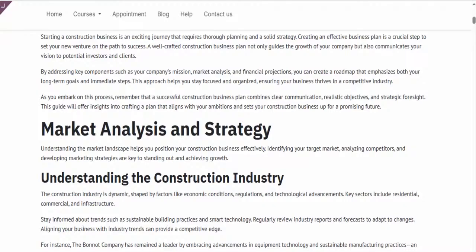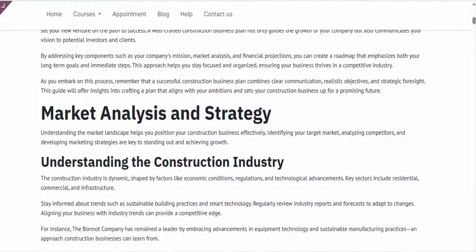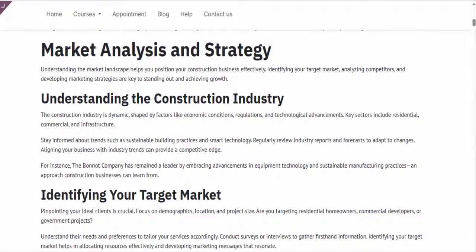As you embark on this process, remember that a successful construction business plan combines clear communication, realistic objectives, and strategic foresight. This guide will offer insights into crafting a plan that aligns with your ambitions and sets your construction business up for a promising future. Market analysis and strategy. Understanding the market landscape helps you position your construction business effectively. Identifying your target market, analyzing competitors, and developing marketing strategies are key to standing out and achieving growth.